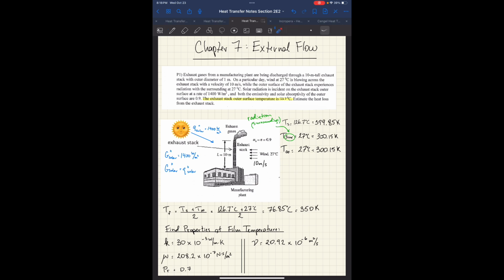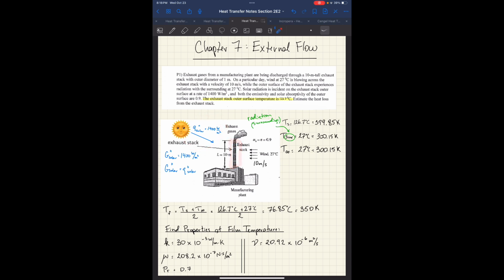So let's just read a little bit about that. They say here solar radiation is incident on the exhaust stack outer surface at a rate of. So they basically give you the solar radiation q, the flux basically. So you have that already. I even wrote it down for you over here. They give you the solar radiation in the form of flux, but you can still work with it. It's usable.